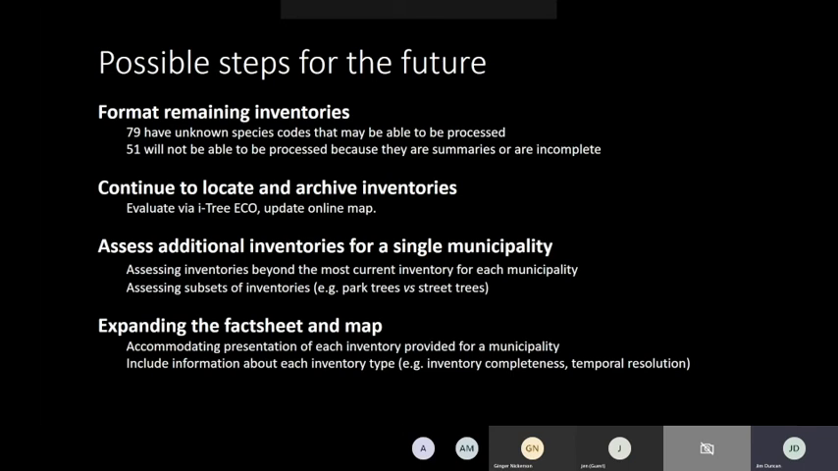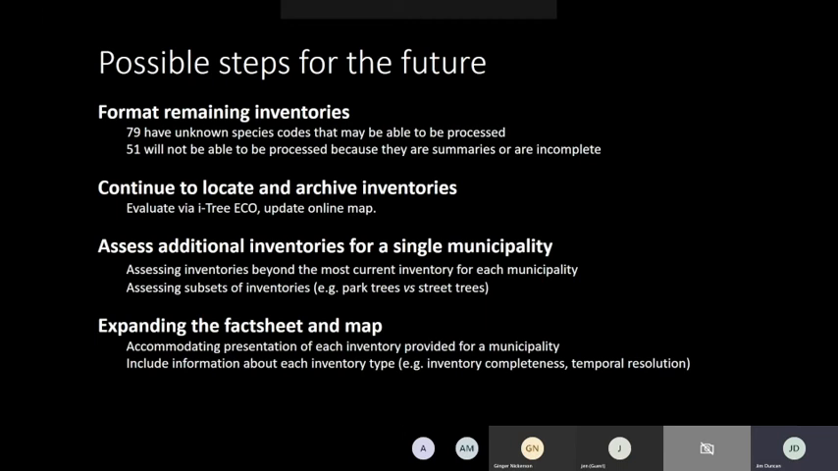We tallied up 79, so almost double what we have now, or the same amount again as what we have now, that have an unknown species coding system that if we had it, we could process it. We've got 51 that we know we can't do anything with because they are summaries or they're incomplete. We could continue to locate and archive inventories.